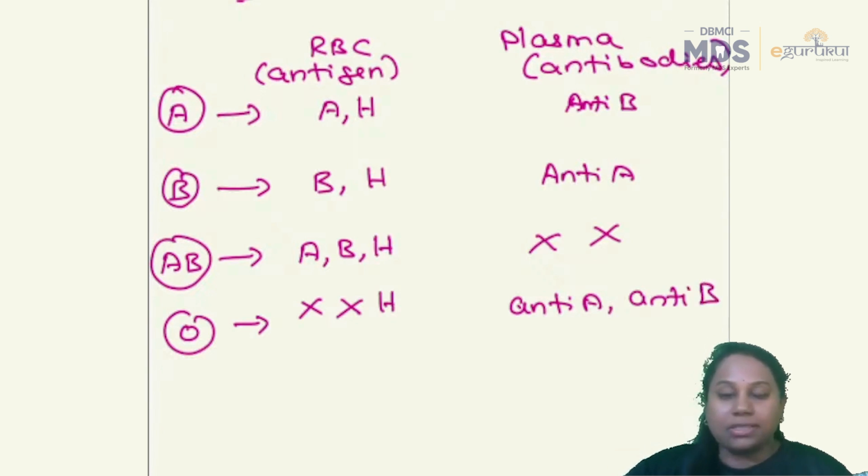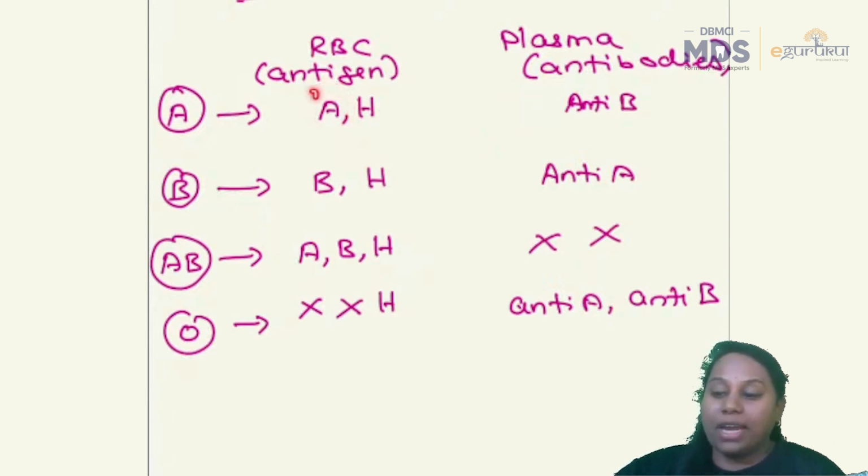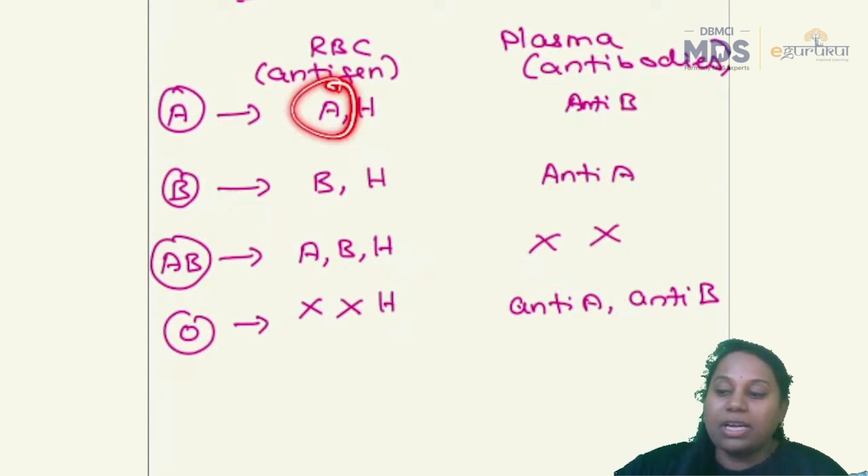So what does this tell us? If any antigen is present, the corresponding antibody will be absent. Why? If you have A antigen and you have A antibody also, both will react, agglutination and hemolysis will happen. So any antigen you have, the corresponding antibody you will not have.